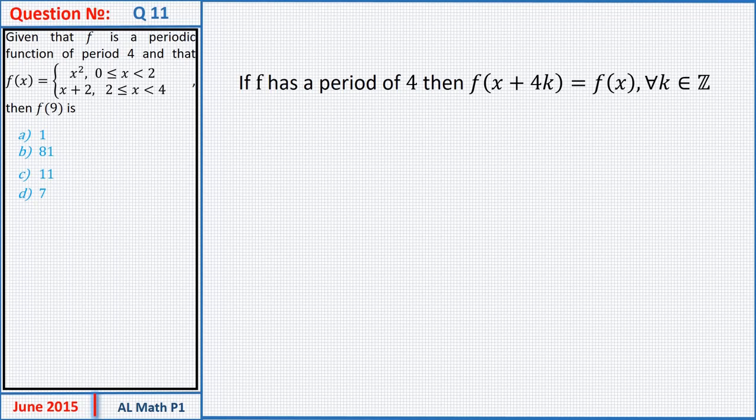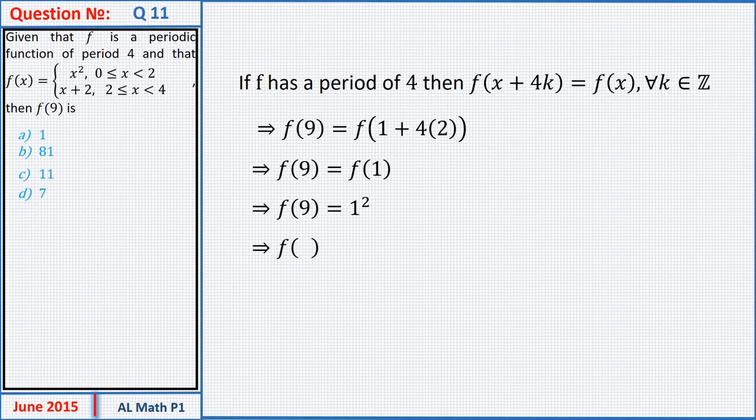So if I can write 9 in the form of something plus 4 times another thing, I can express it. So we say f of 9 can be written as f of 1 plus 4 into 2, which is the same as f of 1. Now x equals 1 lies in the first function, that's x squared. We place it there, so we have f of 9 equal to 1, which gives us our answer to be A.